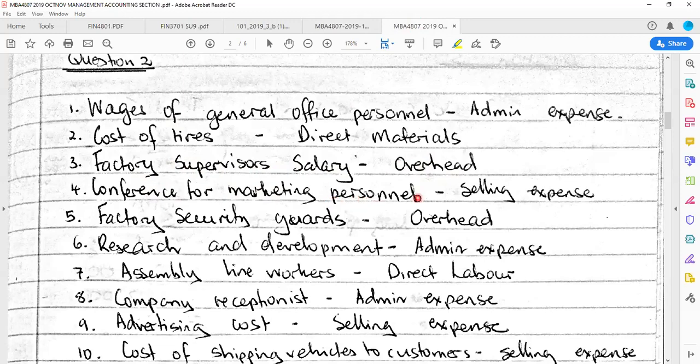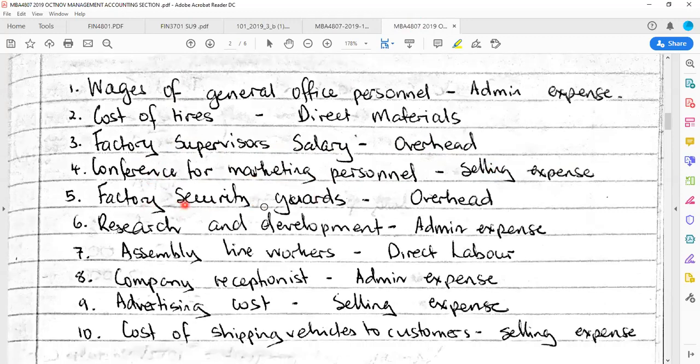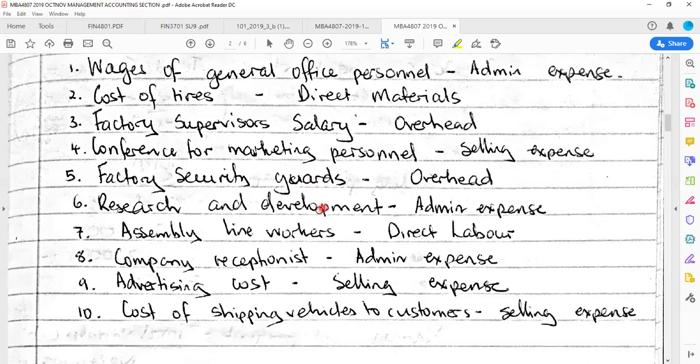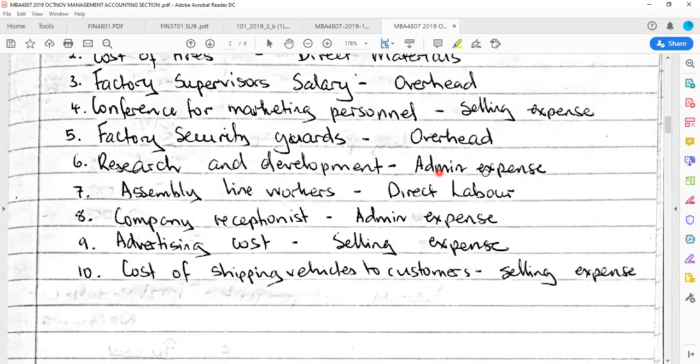Conference for marketing personnel, period cost, a selling expense. It's not associated with producing anything. Factory security guards, this is an overhead. It is associated with producing, but it can't be tied directly to a particular unit because factory security guards guard the whole factory. They don't guard any particular unit. Research and development, this is an admin expense. It's not tied to actually producing any goods.